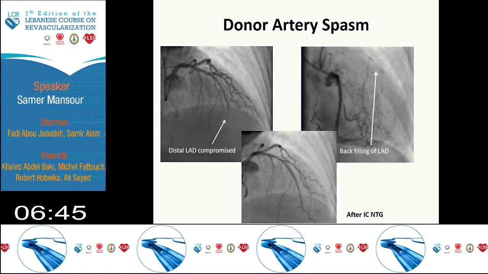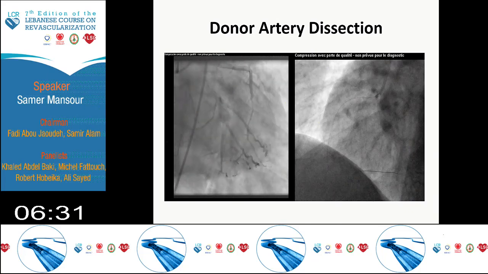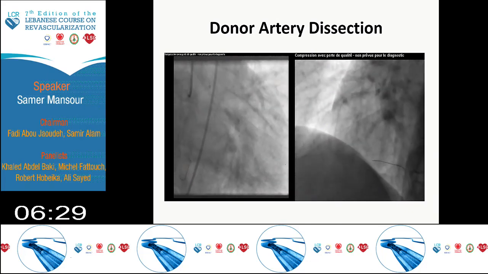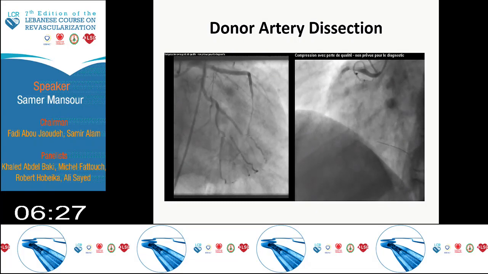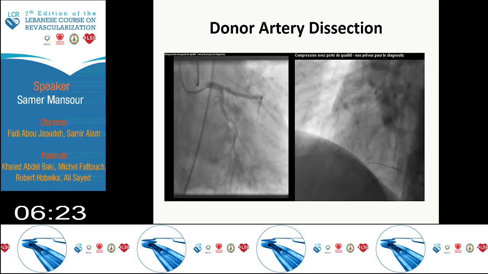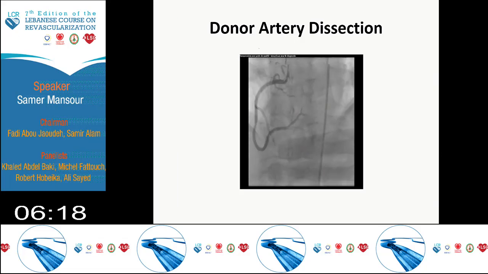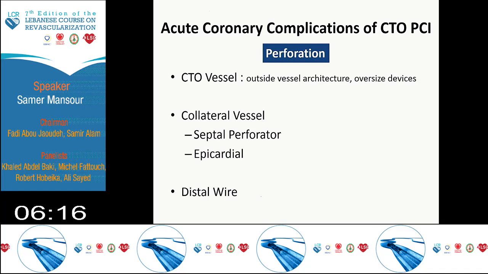This is a case of a spasm in the donor artery while manipulating to get into a distal septal. The LAD closed. It was only spasm. We gave intracoronary nitro, and as you can see, the LAD restored a normal flow afterwards. This is a case of a proximal LAD CTO where, after we finished the procedure, taking a shot, there was a donor artery dissection induced by the distal tip position of the right coronary artery, which we had to treat by stenting of the proximal RCA to restore a normal flow.